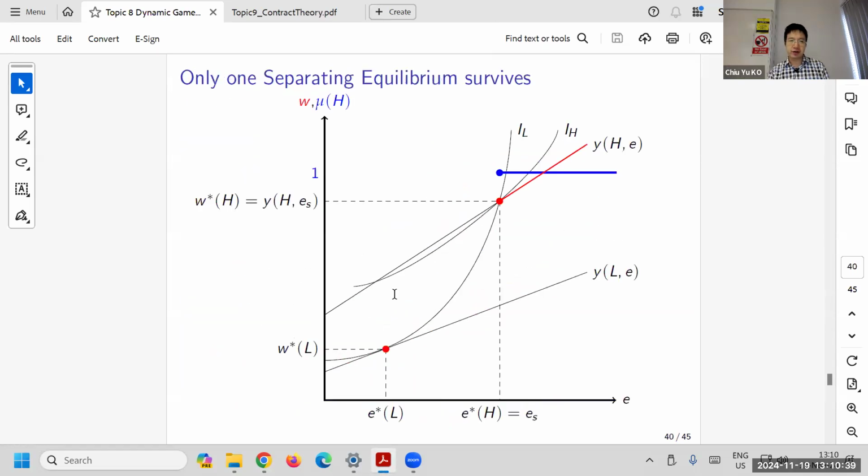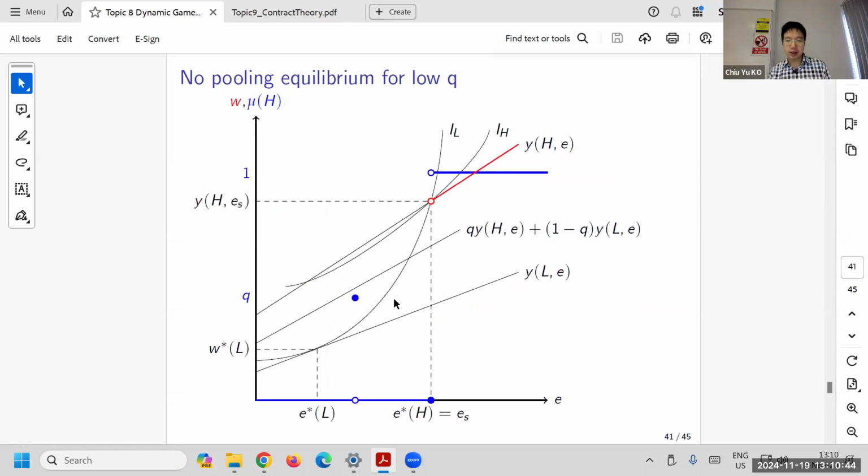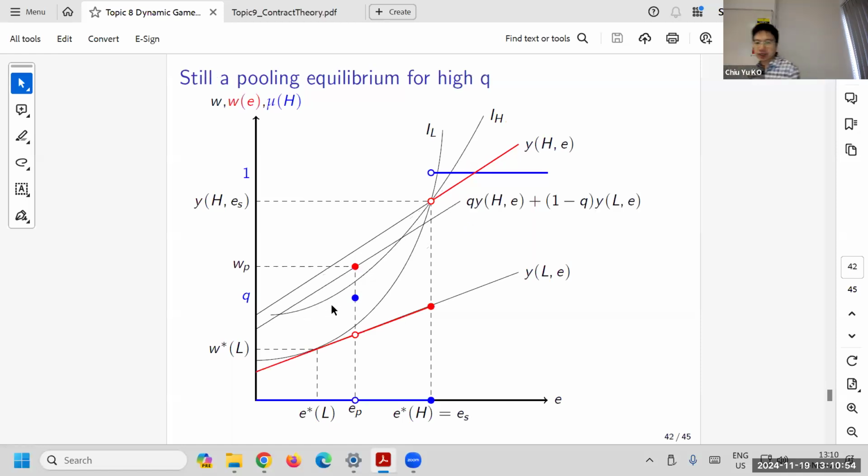Oh, this is already the graph here, okay? So the separating is only separating like this, right? Oh, this is the pooling equilibrium as I mentioned, right? If beyond that, it will be 1, right? But then it will not be acceptable. And only equilibriums like this kind of pooling equilibrium, right?